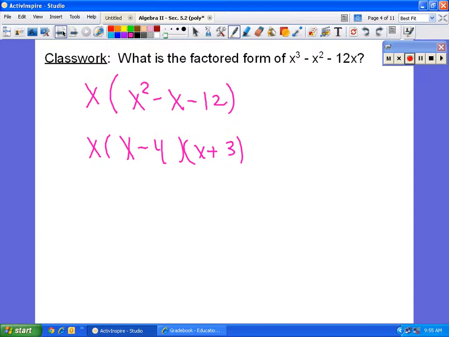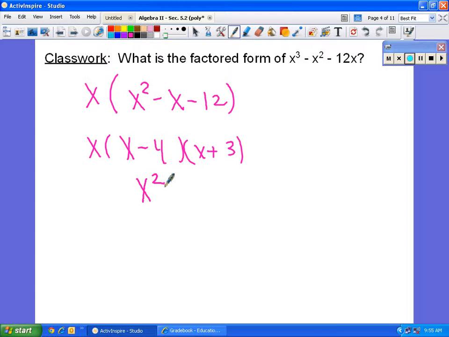Jillian, can you check this, please? Yes. So, first you have to FOIL it. So we're going to multiply the two binomials together. So what do you get? x times x. What? X times x is x squared.